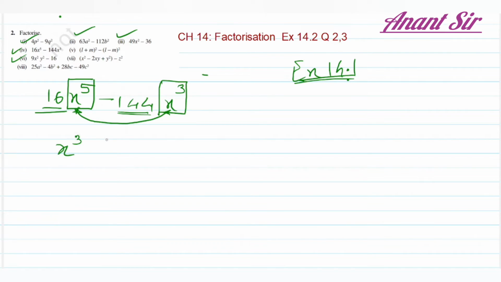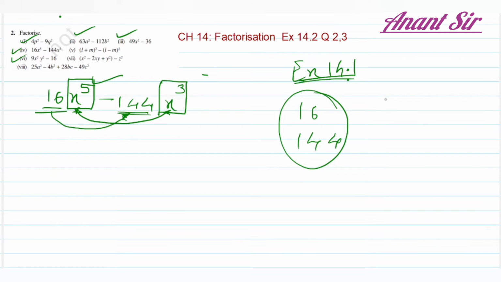So what remains? I am thinking only about x at the moment. Okay, forget about 16 and 144. So what remains here is, there was x raised to 5 in the first term. We have taken x cubed common, so x square is going to remain here. And there will be no x in the second term. Now, can I also take a number common? Yes. 16 and 144. What is the greatest common divisor of both of them? They can be divided by 1.